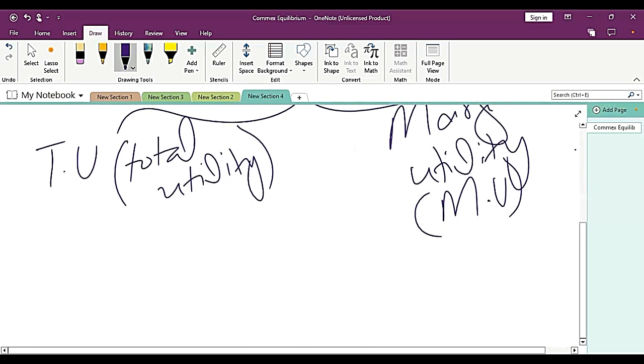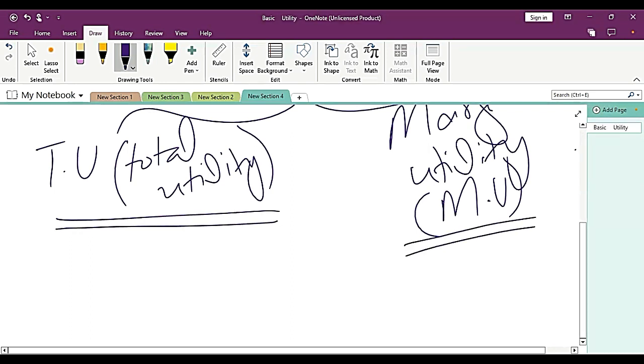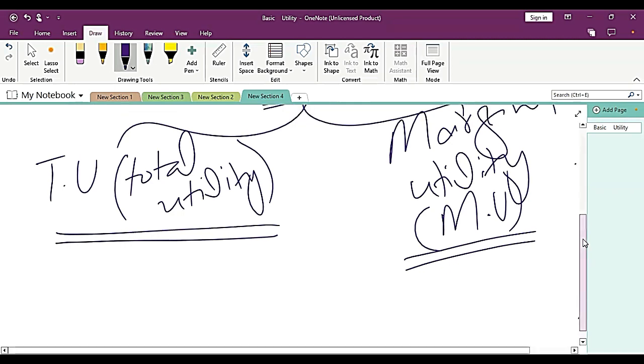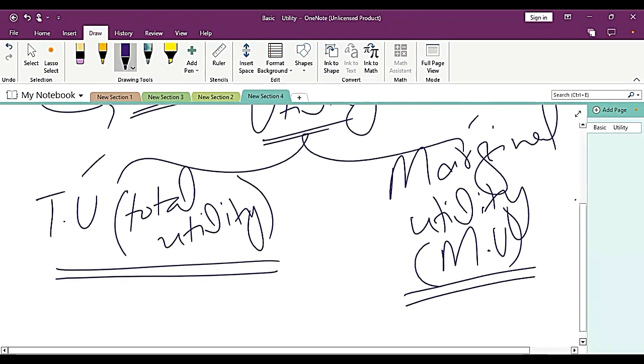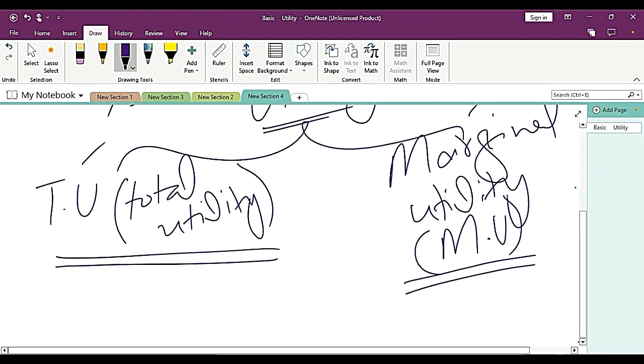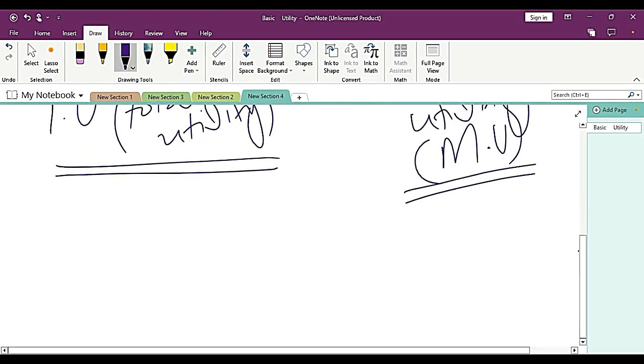We will study this in this class, and from the very next class we will start consumer equilibrium, because we have already covered its requisites, that is utility and its types. So in this class we will study in detail what total utility is and what marginal utility is. Let's come to total utility.